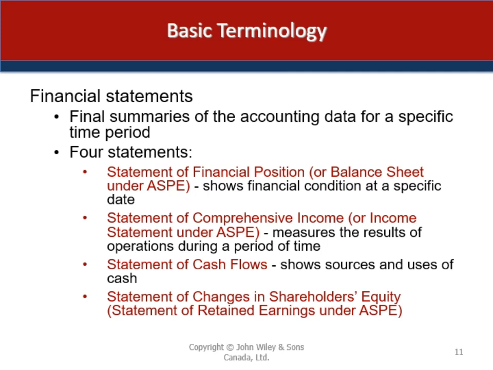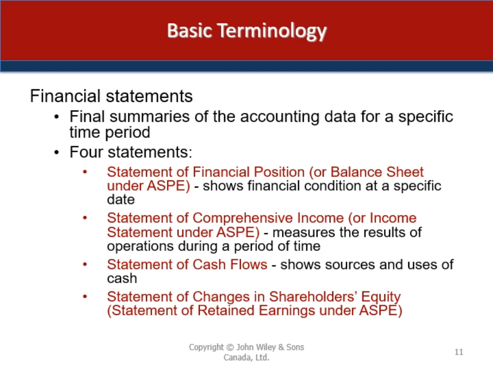Now, among the financial statements which are listed here, the terminology is a little different between IFRS and ASPE. So a statement of financial position is called a balance sheet under ASPE. A statement of comprehensive income is just called an income statement under ASPE. The statement of cash flows shows sources and uses of cash, split up into operating, financing, and investing activities.